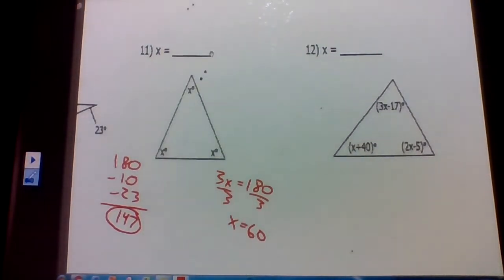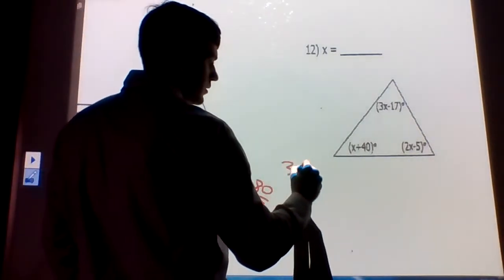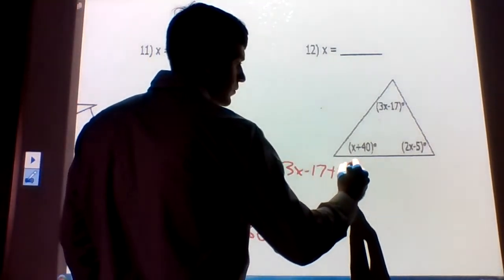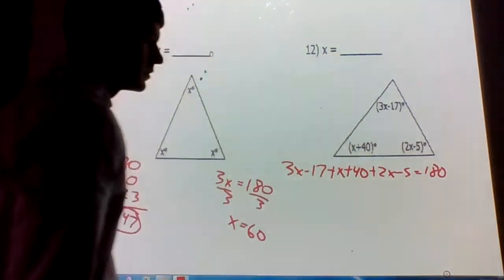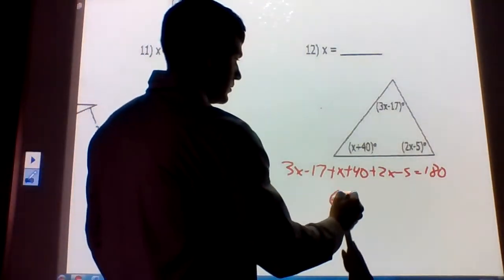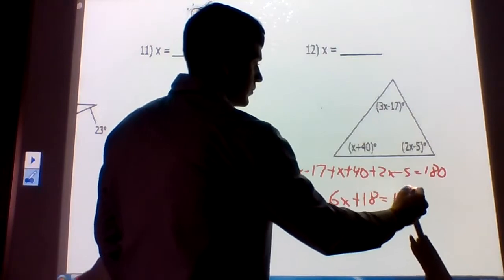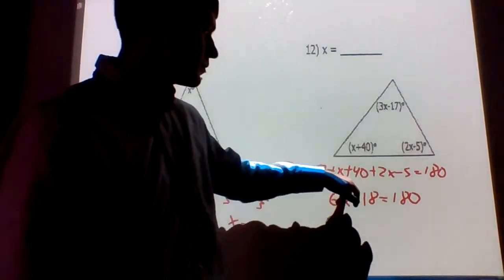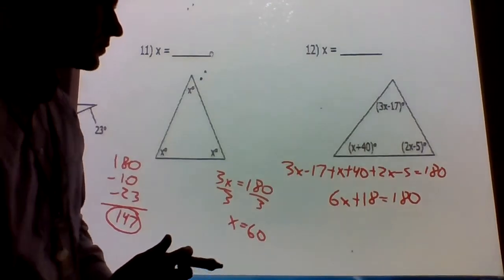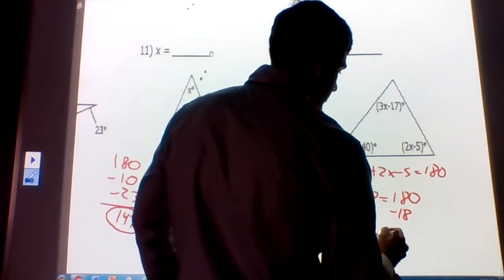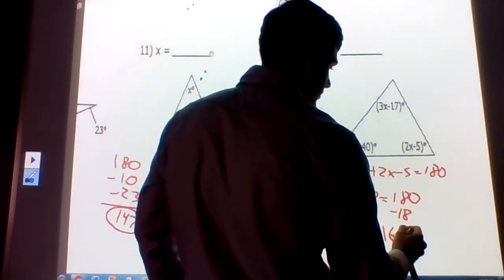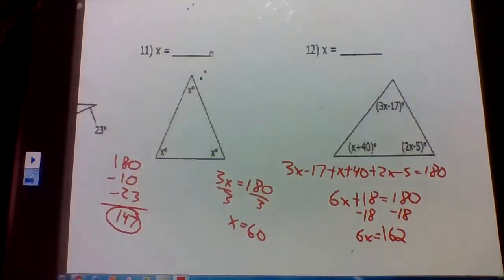Okay, here again, add them up, set them equal to 180. 3x minus 17 plus x plus 40 plus 2x minus 5 equals 180. Okay, that's going to be 6x plus 18 equals 180. Subtract 18 from both sides. And we have 6x equals 162. Okay, so that's going to be 30 minus 3. That's going to be 27.